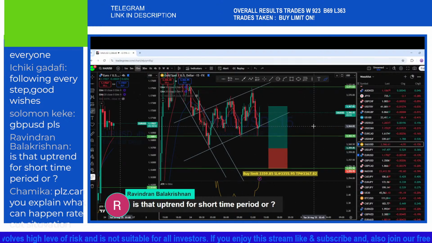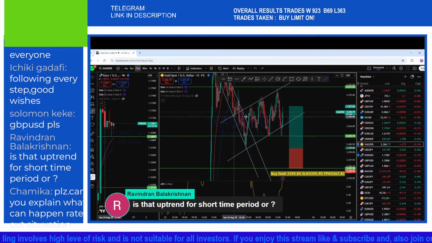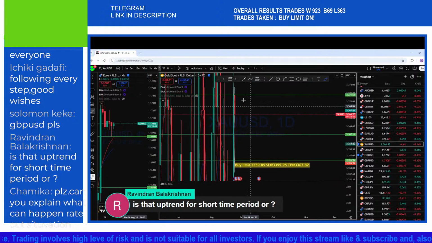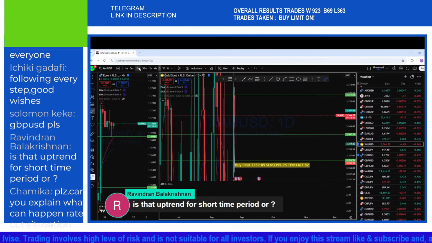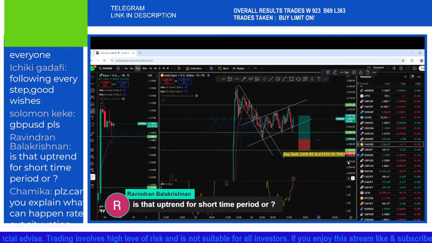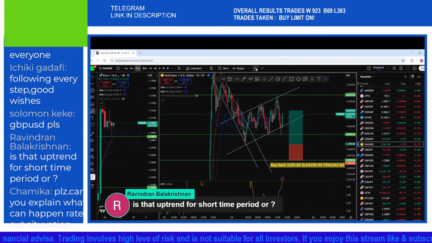From the bigger picture perspective, on the daily, we see that the price is still trying to break below here to grab more liquidity before it potentially bounces back to the upside here.